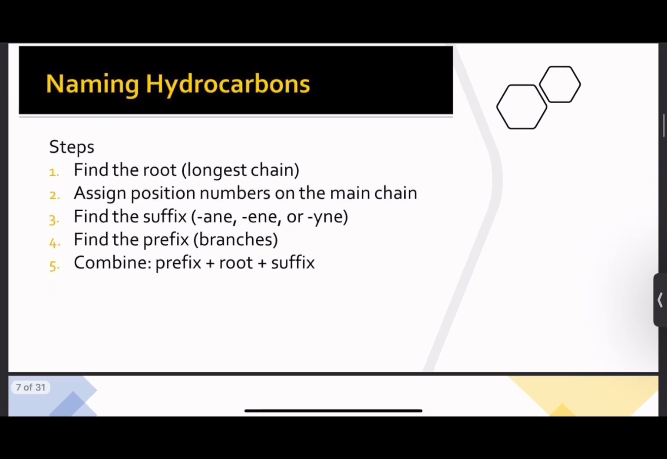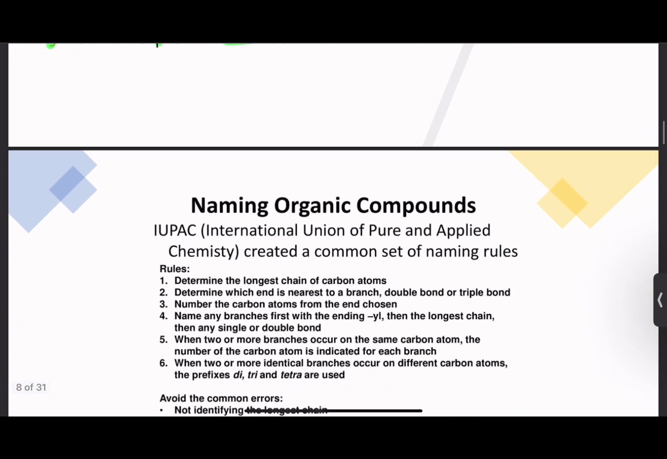So for naming carbons, we need to go according to four rules. Find the root, the longest chain. Assign the position numbers on the main chain. Find the suffix, which is -ane, -ene, -yne, or -ol, as in ethanol. Then find the prefix, which are the branches, and combine prefix, root, and suffix. These are the four rules.